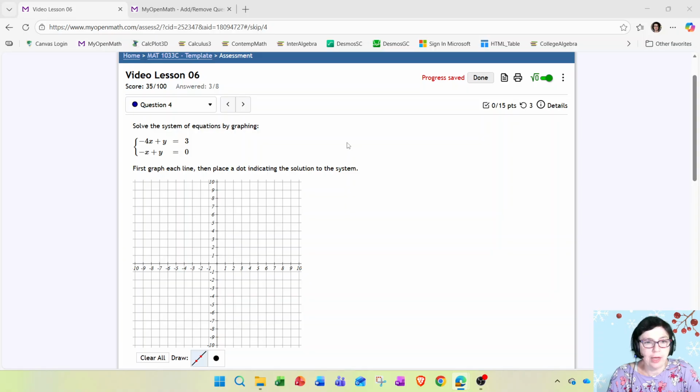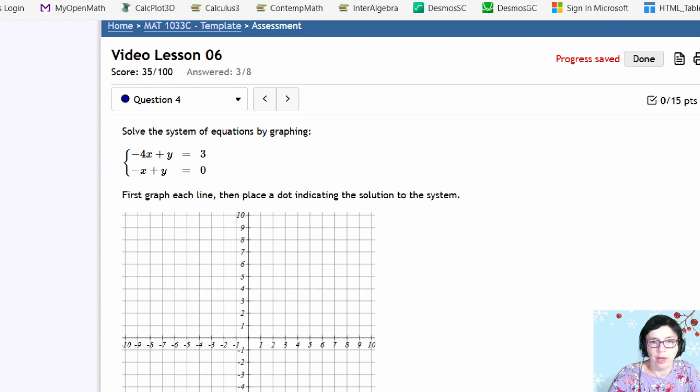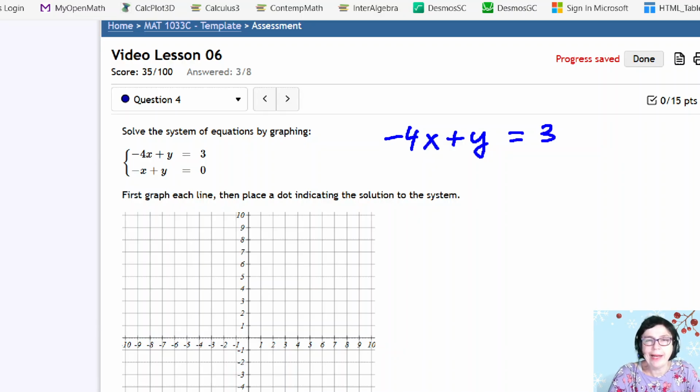What can we do then? Well, let's go ahead and solve the first equation for y. So how are we going to do that? Okay, so negative 4x plus y equals 3. In order to solve it for y, we want to isolate y. We want it to be on the left-hand side and everything else on the right-hand side.